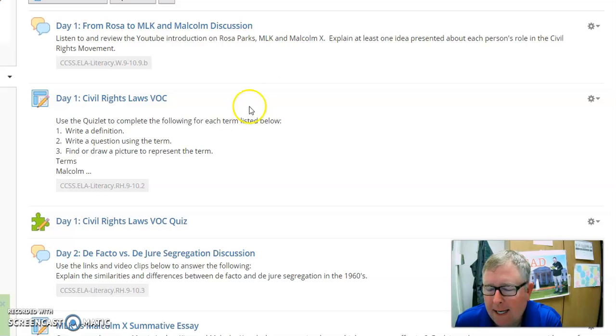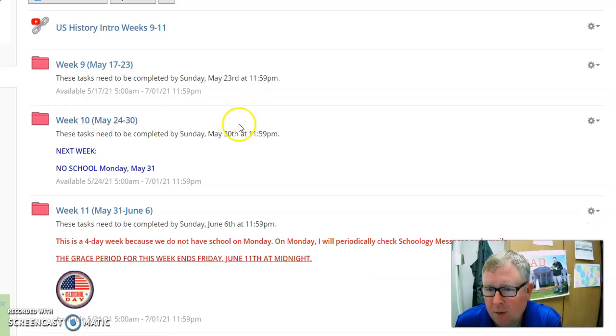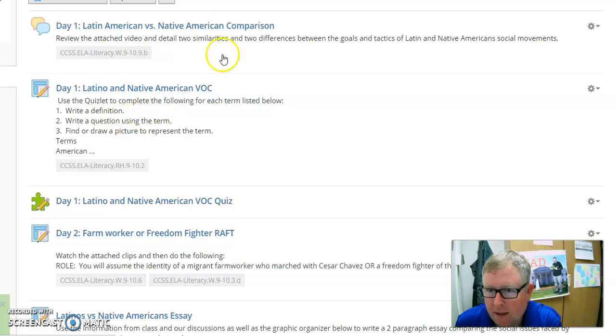Week 10 is then going to transfer into looking at 2 other ethnic groups that start to fight for their own civil rights, and that is Latin Americans and Native Americans, who during the mid to late 1970s begin to take on some of the actions of the African American civil rights movement in the South and Northwest and East, and they put them into their own movement.